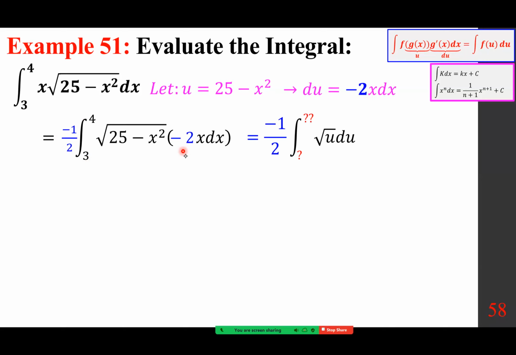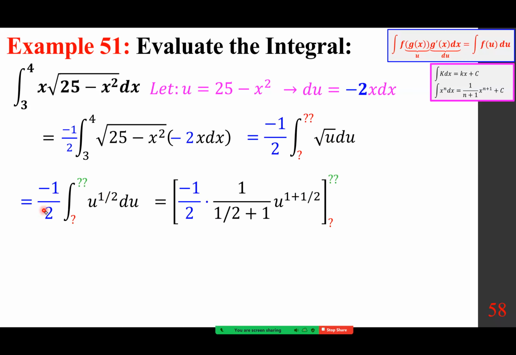I'm not going to write the limits yet. I'm going to discuss that in a moment. This is u to the power 1/2. We have seen this many, many times before. 1 over 1/2 plus 1, u to the power 1/2 plus 1. We keep this one. And 1/2 plus 1 is 3/2. 1 over that is 2/3. Let's write that. 3/2, 2/3. Their product is negative 1/3.